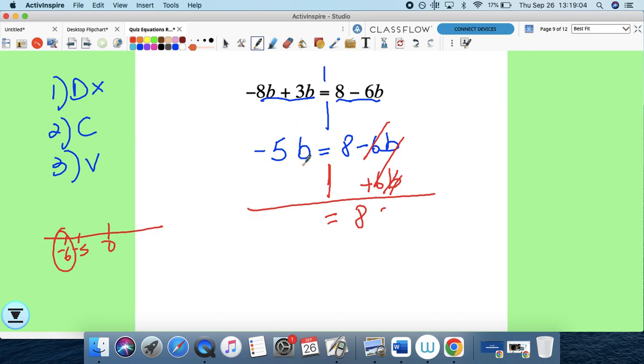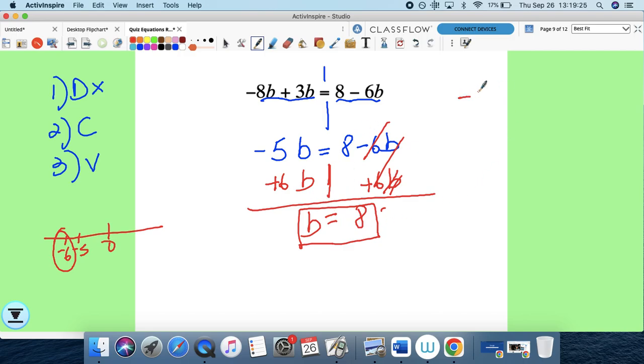And over here, let me do plus 6b as well, right? Because if I add 6b to this side, I have to add 6b to the left side. And negative 5 plus 6 is just b, or 1b. And that's it for this particular problem. There are no more steps to do.